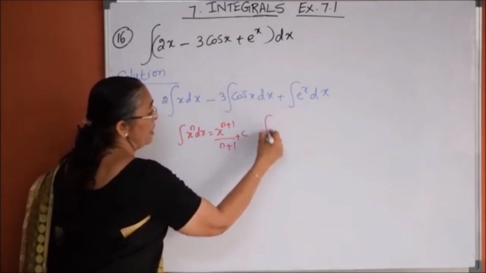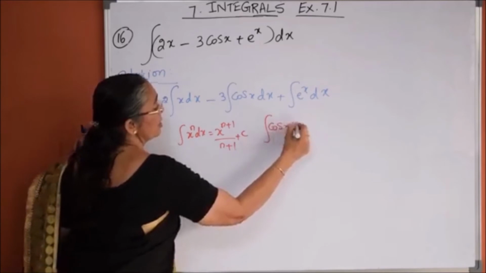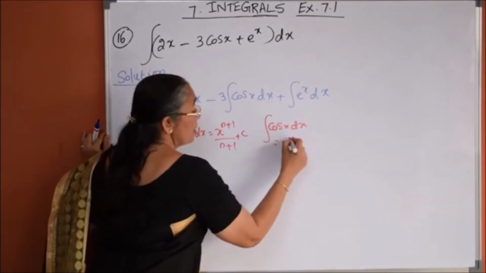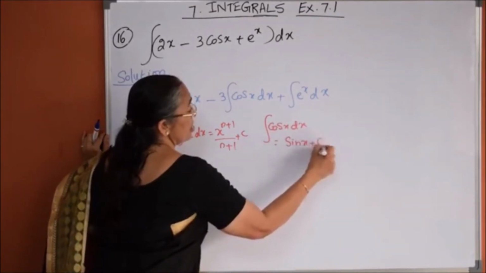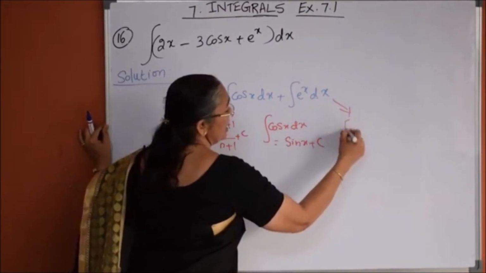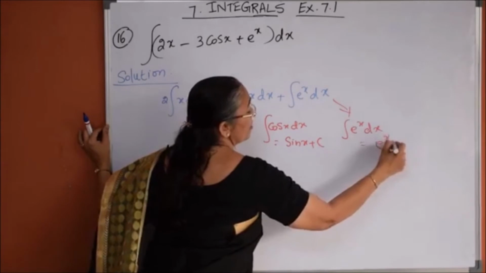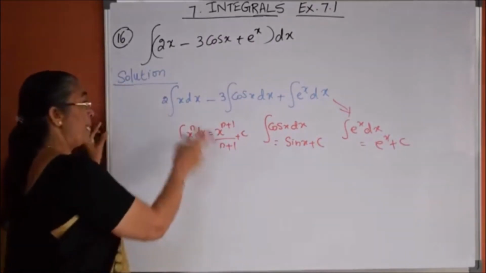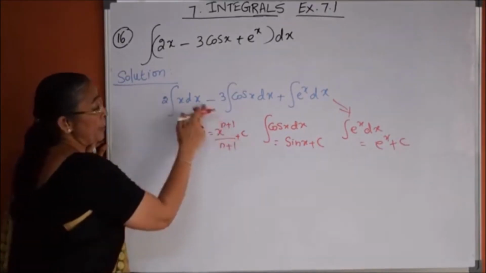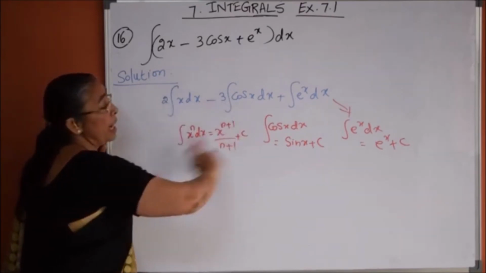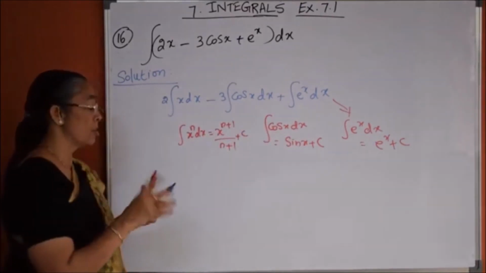Now for the second one, the integration of cos x dx is nothing but sin x plus c, and for the last one, the integration of e power x dx is e power x plus c. So by applying this formula, there is no need to write a separate constant term for each term. At the end we can make it a single constant term.